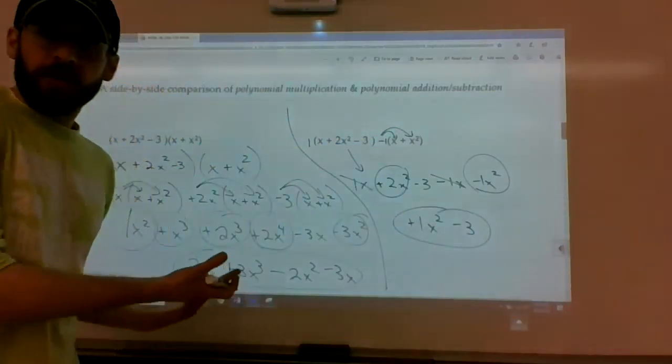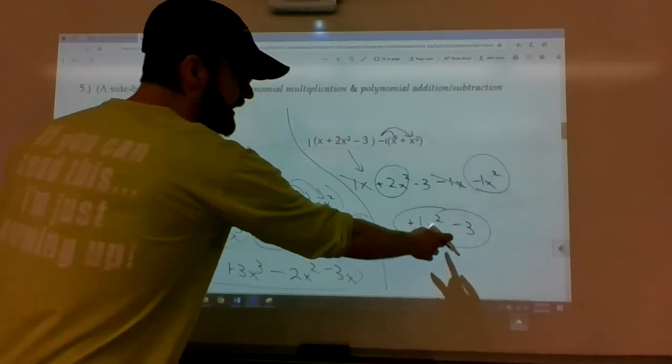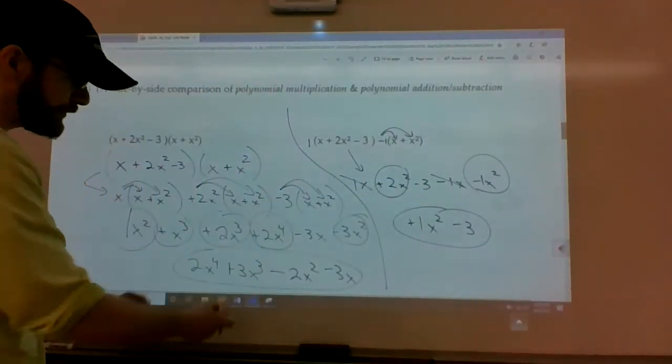So what I wanted to do was highlight the huge difference between, this is subtraction, this is multiplication.